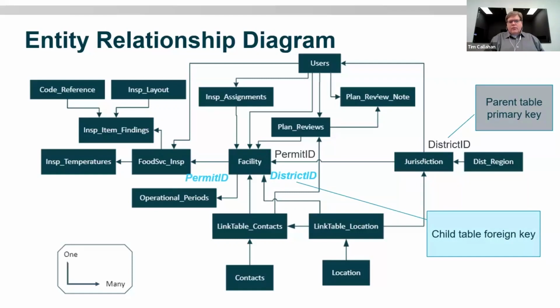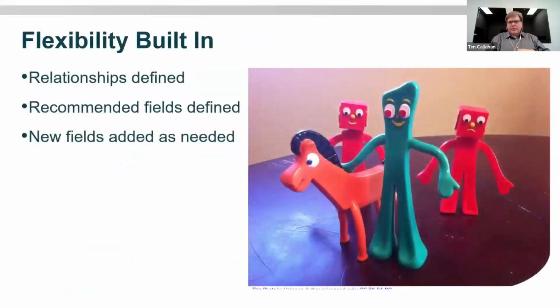And then from there, for a facility, we'll have a permit ID, and that can go on to the different food service inspections, as an example. Relationships defined are necessary to define a framework and a structure between tables. This reduces duplicate data storage and speeds up the queries and data analysis.